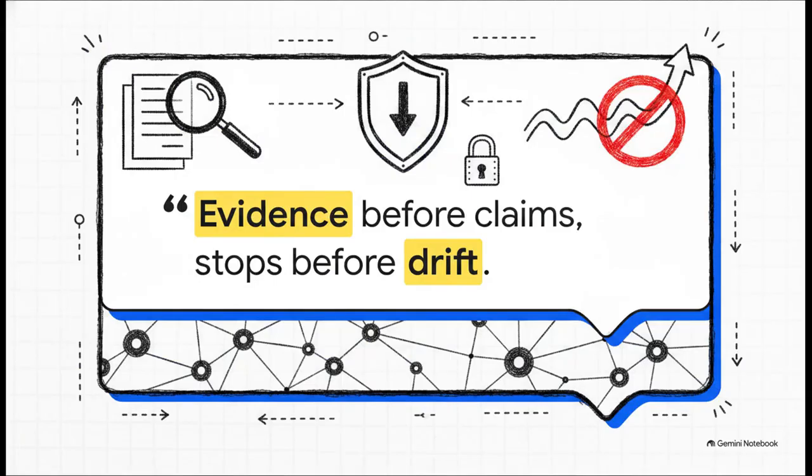If you take absolutely nothing else away from this explainer, memorize this 5-word mantra right from the source material. Evidence before claims, stops before drift. Seriously, write that down. This is the foundational rule governing every single interaction in this system. It forces the AI to prove its work and strictly prevents it from spiraling off into unapproved wild territory.